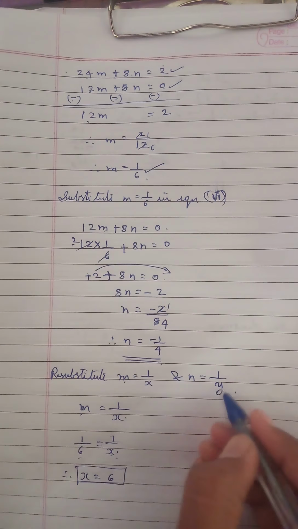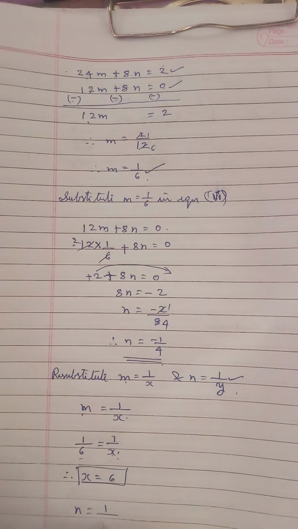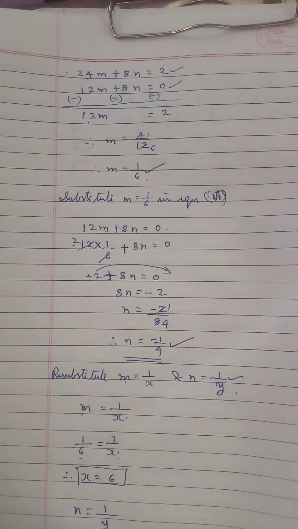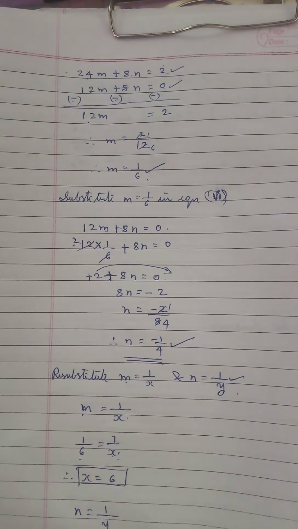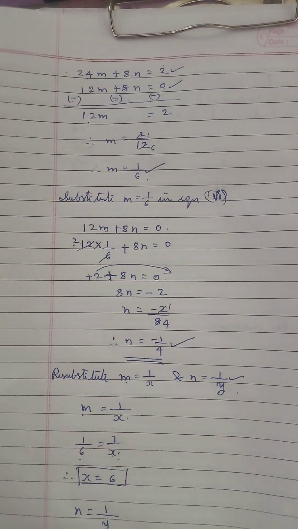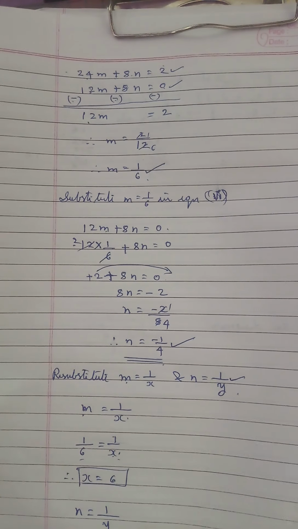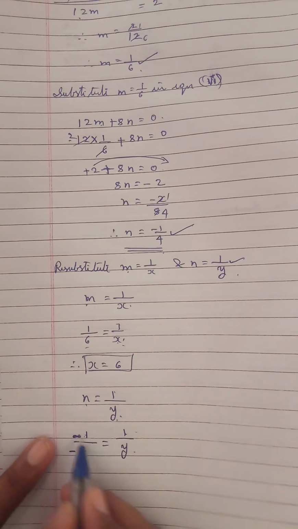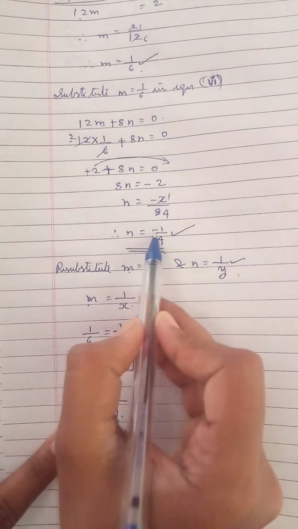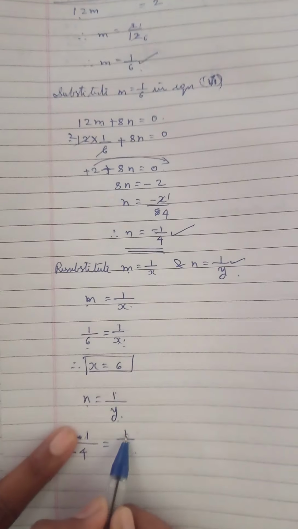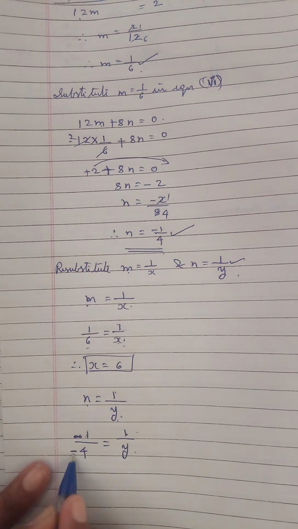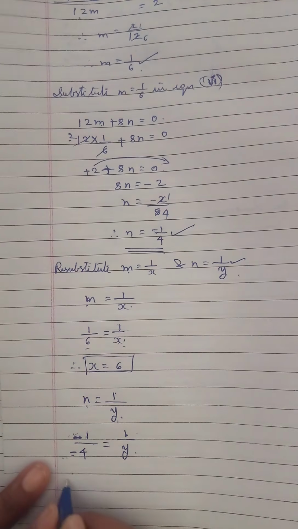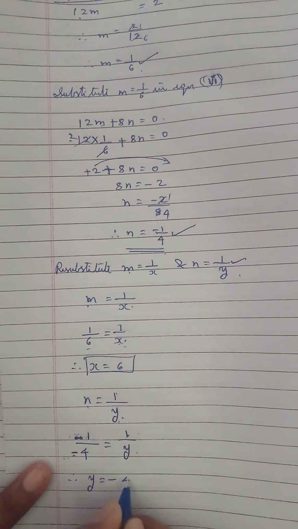And similarly n is equal to 1 by y. We know the value of n. n is negative 1 by 4 equal to 1 by y. So here you be careful, 1 and 1 can be equalized. So this negative sign we will take. So n is equal to 1 by y. So negative 1 by 4. The value is negative 1 by 4. But here 1 and 1 we have to equalize. So negative sign we are taking in the denominator. We can take anywhere. So this negative sign taken in denominator. Therefore y is equal to negative 4.